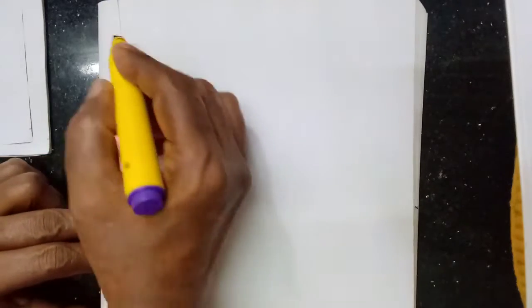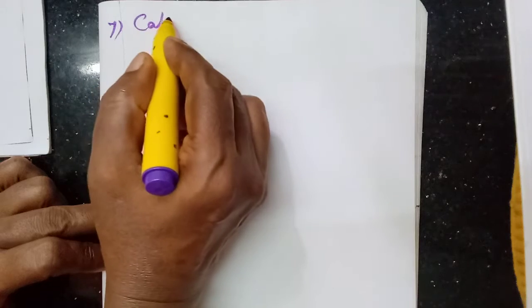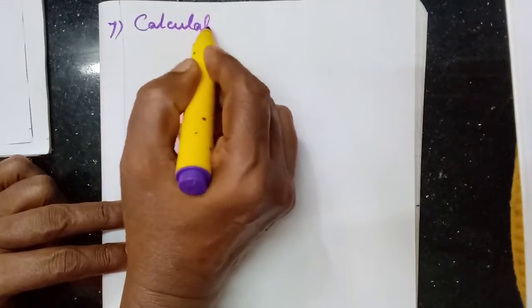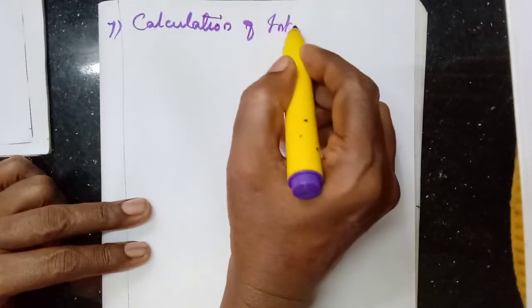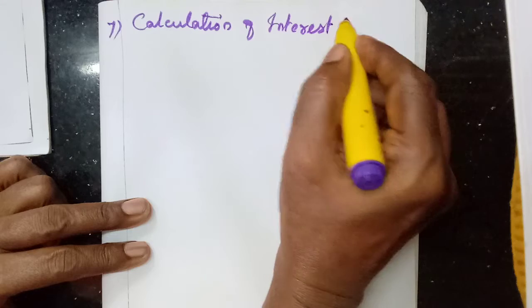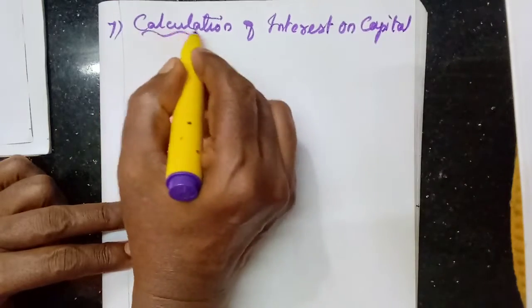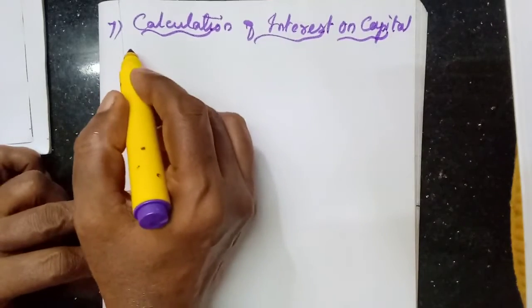Illustration 7. Okay, calculation of interest on capital. The question is calculate interest on capital, so calculation of interest on capital is the answer. Okay, solution. Interest on capital. First part, Arivalagan.